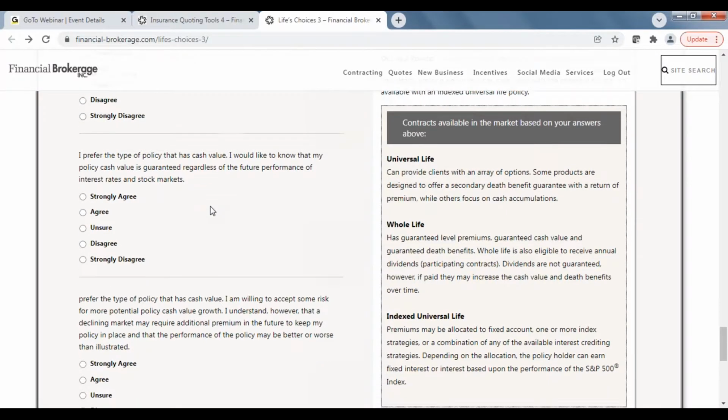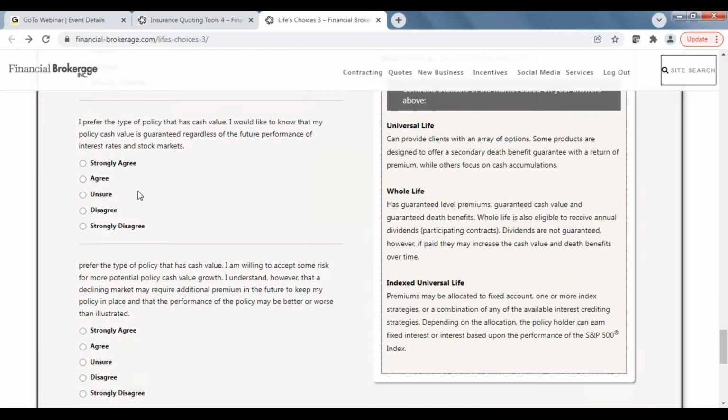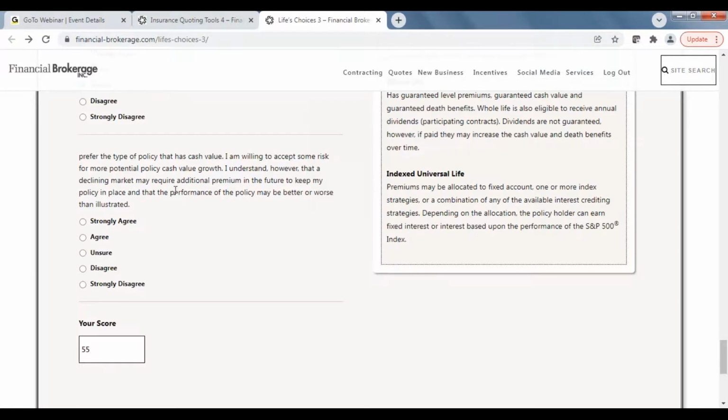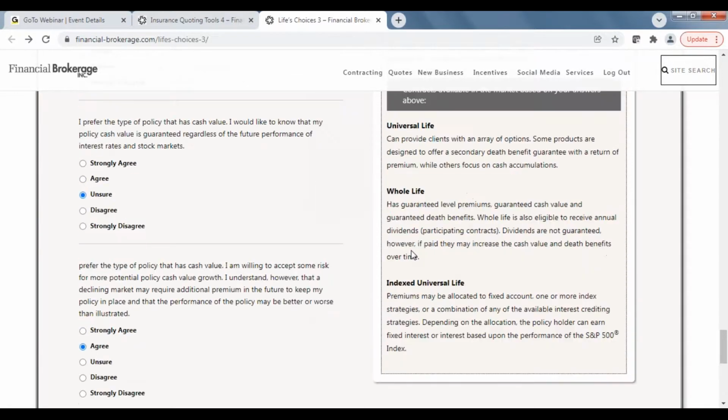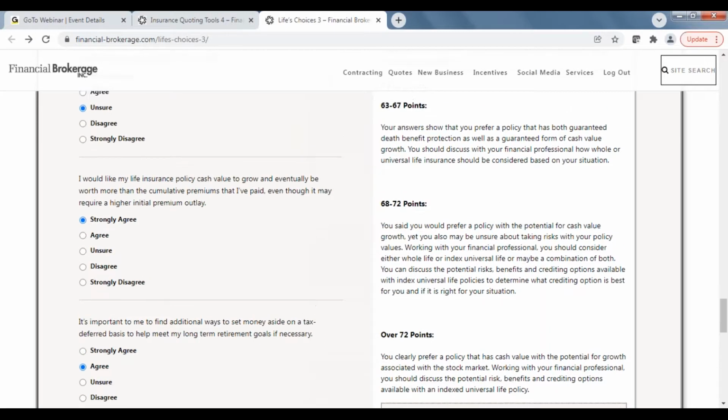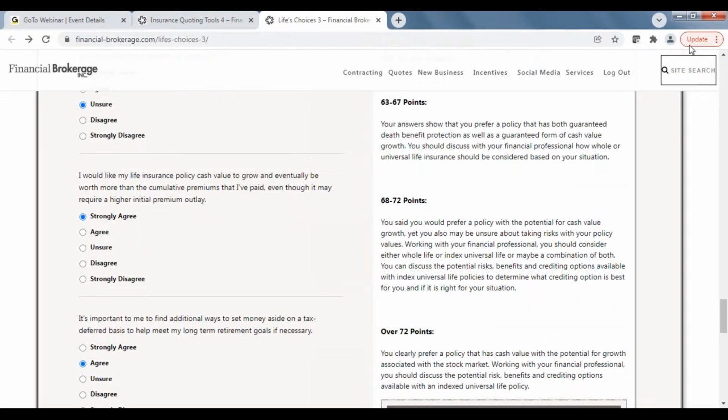And I'd like cash value guaranteed regardless of future performance of interest rates. Let's say this person's unsure. And I prefer the type of policy that has cash value and I'm willing to accept some risk. Let's say they agree. All right, so now we have a score of 68, which we look over at the key, and we can see that this person should be considering whole life or index life, or maybe both.